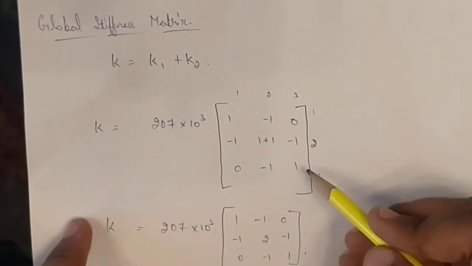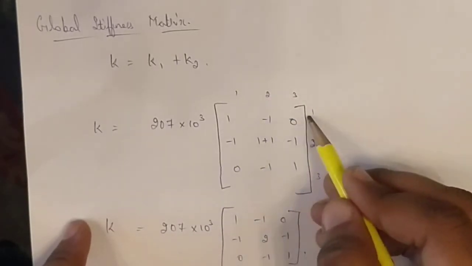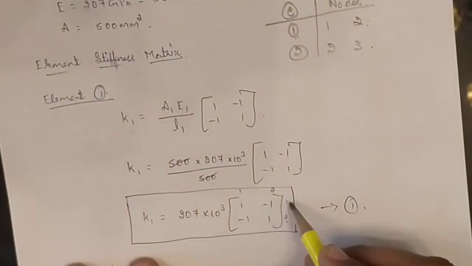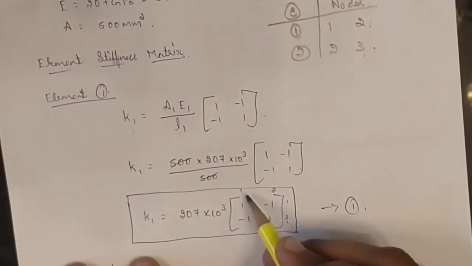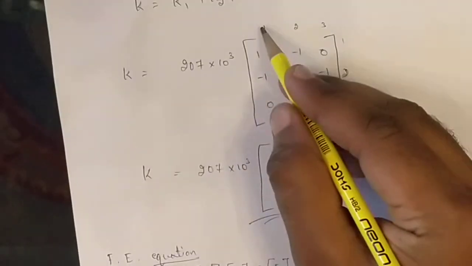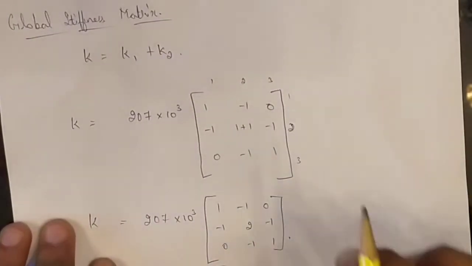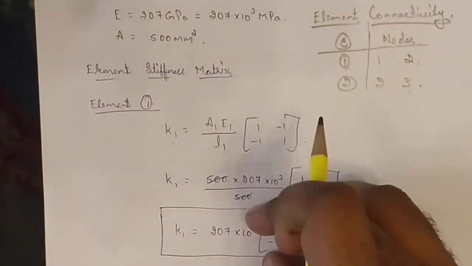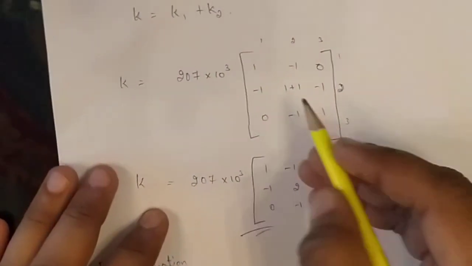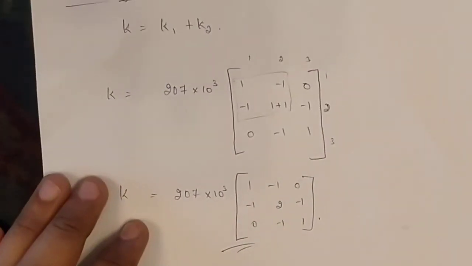Then write the coordinates of this: 1 1, 2 1. Similarly 1 2, 2 2. Getting it? Write the coordinates, or in a simple way, just write this first matrix in this first block. Is this clear? Okay.